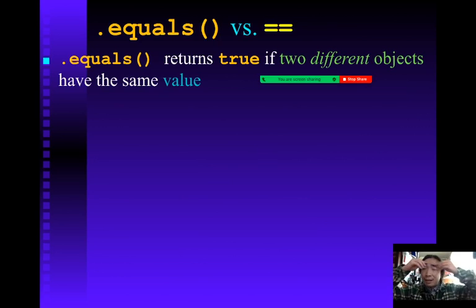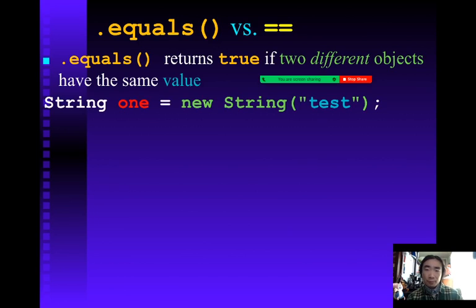So with strings, you have dot equals, and I think this is the first time we're seeing dot equals. Before this, if you wanted to compare the values contained inside something, you would use the double equal sign. Strings are a little special. They have dot equals. How dot equals works is it returns true if two different objects have the same value. So let's go through an example. You have your first string called 1. It contains the word test. It is its own entity.